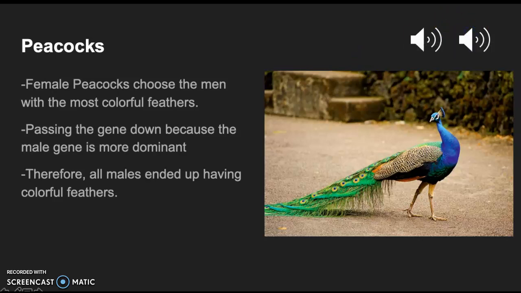The peacock spreads its feathers and shows off. This allows the female to decide if they want to mate with the male or not. So the brighter the colors and the bigger the actual peacock, the more successful it is in breeding with the female.